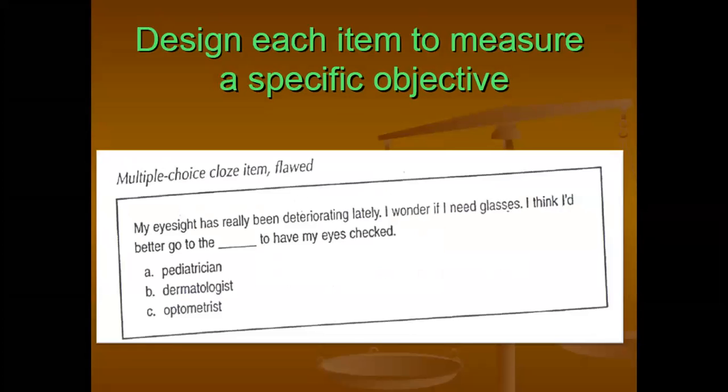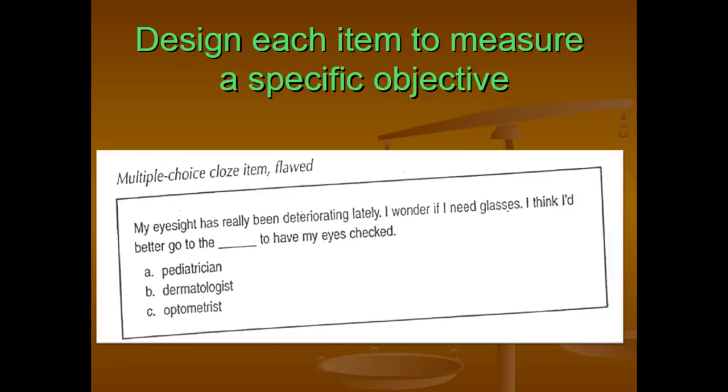Now here we have a multiple choice cloze item, flawed. Why flawed? Well, I'm going to read the stem. It says, my eyesight has really been deteriorating lately. I wonder if I need glasses. I think I better go to them to have my eyes checked. And the probable answers could be pediatrician, dermatologist, and optometrist.